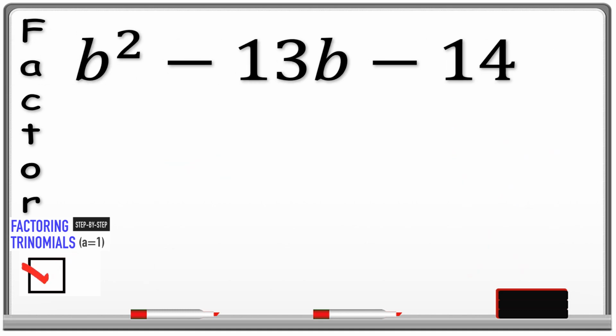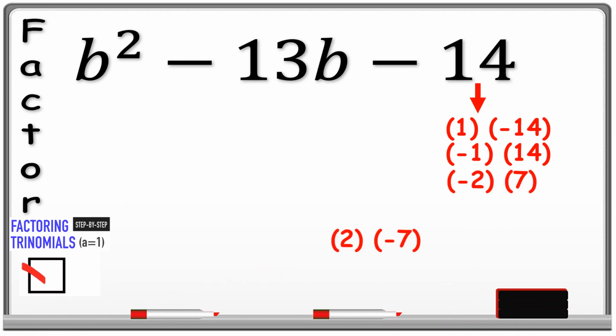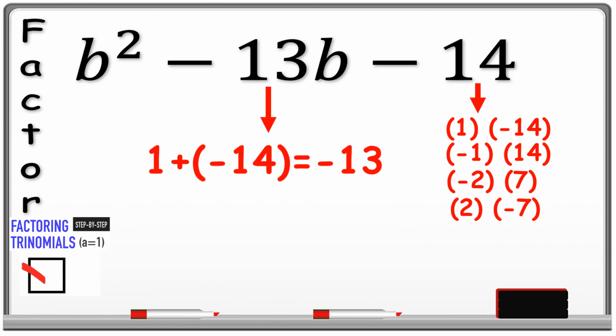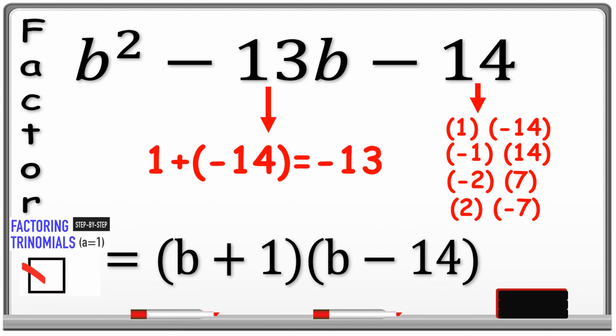How about if we have b squared minus 13b minus 14? Okay, you list all the factors of 14: 1 times negative 14, negative 1 times 14, negative 2 times 7, 2 times negative 7. And after that, you choose among the factors which will give you the sum of negative 13. And that is 1 plus negative 14. Diba? Different signs, so you subtract and get the sign of the bigger number. So that's why we have negative 13. So the factors of b squared minus 13b minus 14 will be quantity b plus 1 and quantity b minus 14.